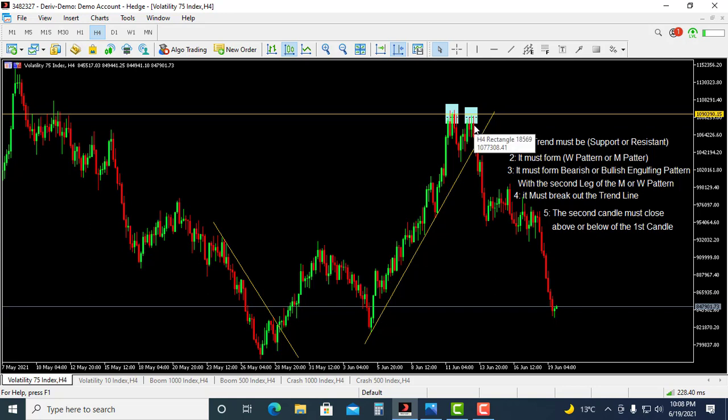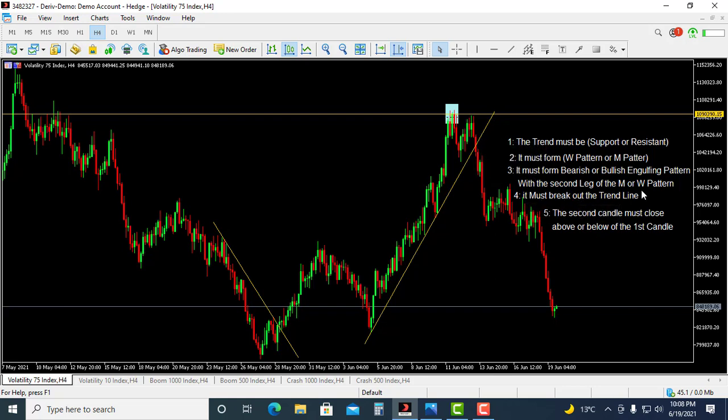It must give us the bearish engulfing pattern, the second candle. And then this is the bearish engulfing pattern. Boom, we have it. And then when we get that, we need the market to break out of the trend line. You put a simple trend line like this. It must break out. You see this candle break out of this trend line.